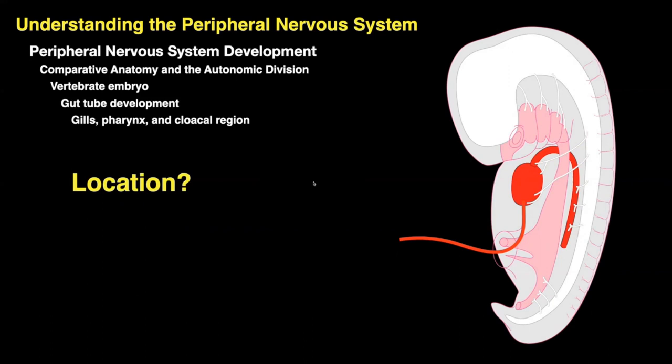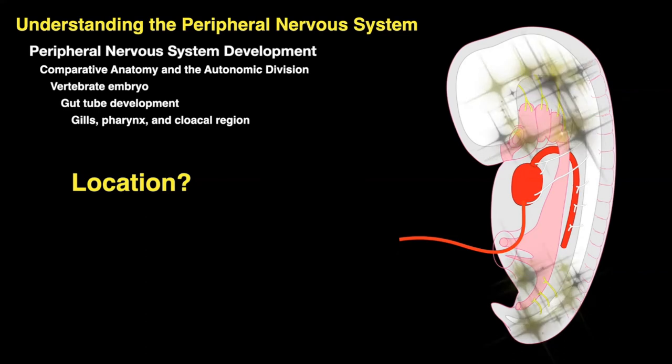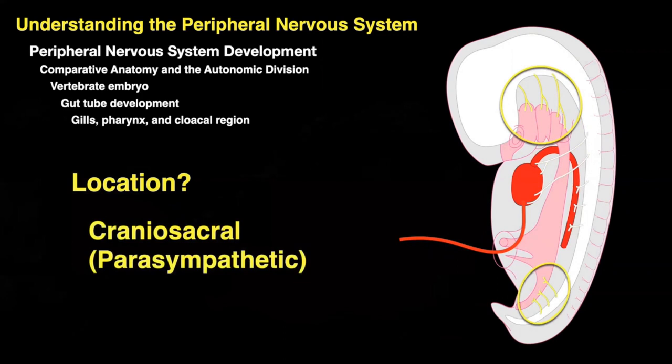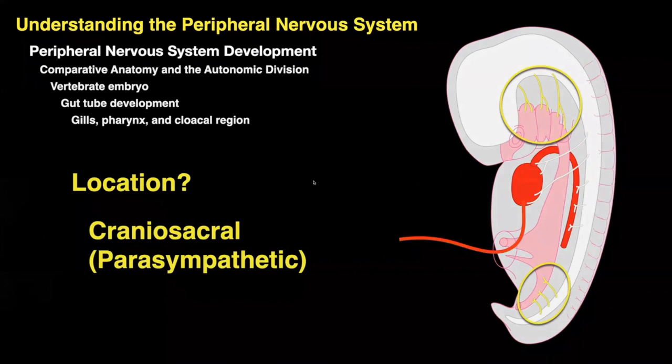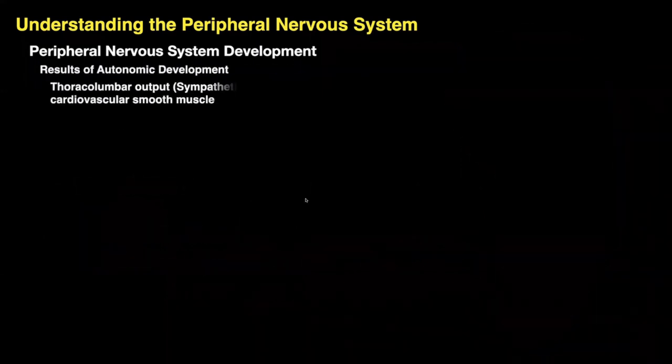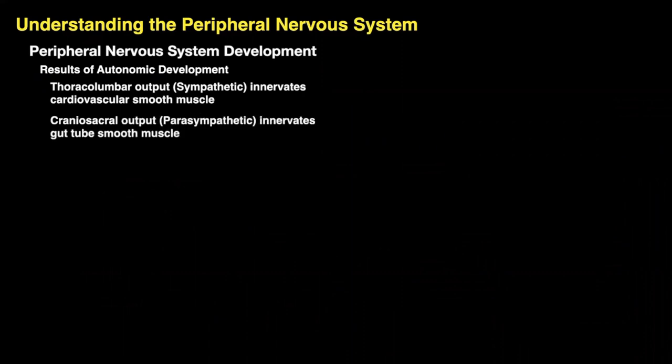The preganglionic neurons that were seeking the postganglionics, because the postganglionics were seeking the smooth muscle in the blood vessels, well, they came from cranial and sacral regions. So what did anatomists call that? The craniosacral output, or parasympathetic. And that's the bottom line. If you really want to understand the autonomic nervous system, you have to understand that the thoracolumbar output, or sympathetic, primarily innervates cardiovascular smooth muscle, whereas the parasympathetic innervates gut tube smooth muscle.